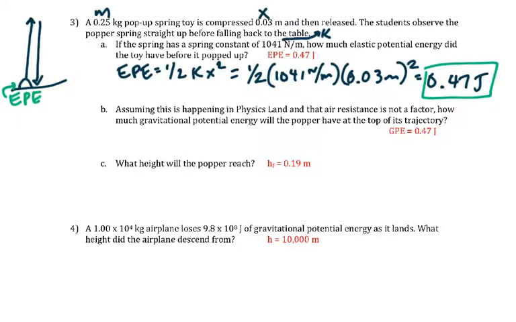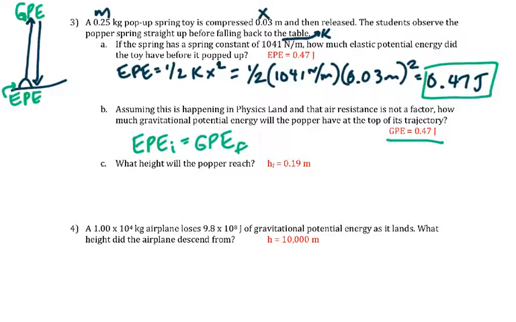Letter B says this is happening in physics land. There's no air resistance. And we want to know how much gravitational potential energy will the popper have at the top of its trajectory. Well, we happen to know that energy can transform, that work had to be done. The elasticity of the toy and the spring causes work to be done as it travels upwards. And so we can say that the EPE at the bottom will equal the GPE at the top. And so that's where we're getting the 0.47 joules answer again.